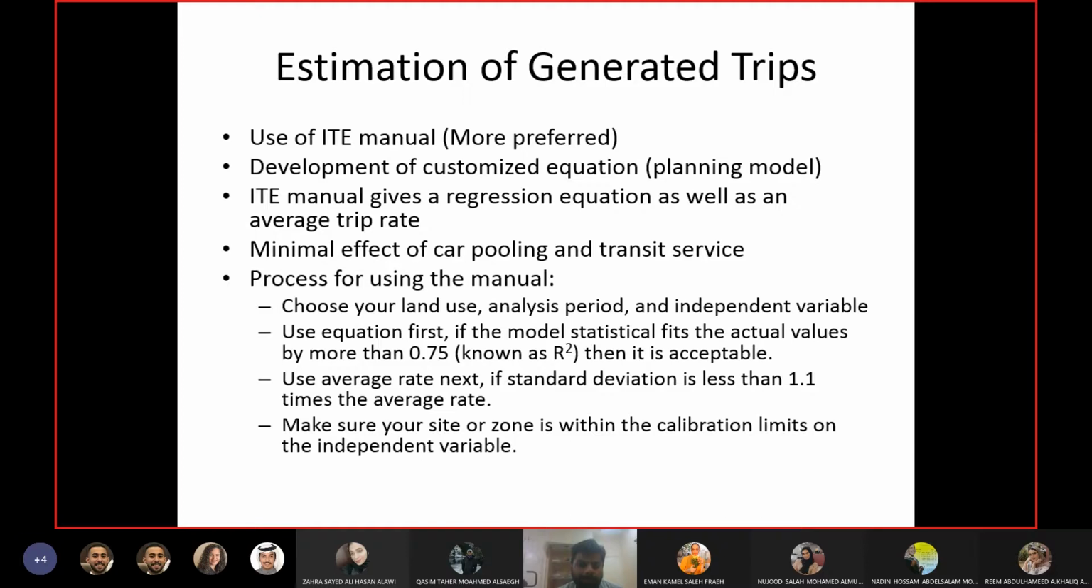In the ITE manual, for each land use according to its size, you will see an equation and an average trip rate as well. So there are two ways given to estimate the number of trips: one is using the equation and the other is using the average trip rate. Now, what is a regression equation? A regression equation is basically the equation of a straight line.